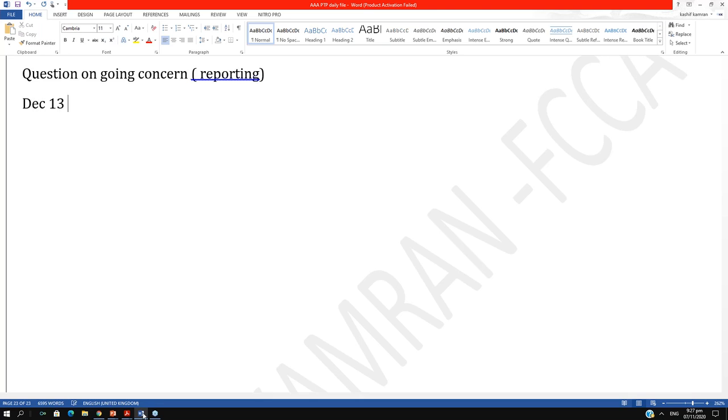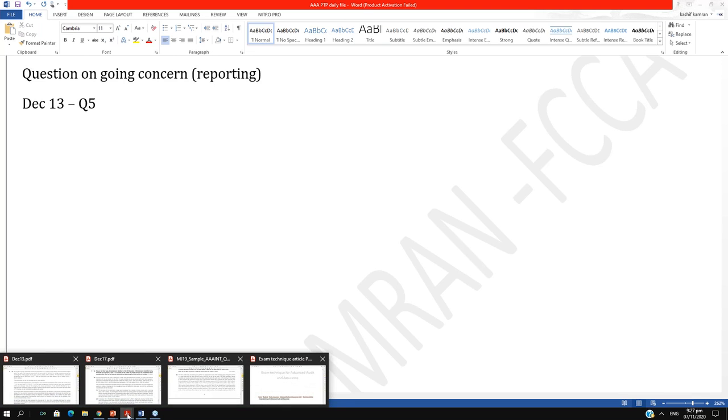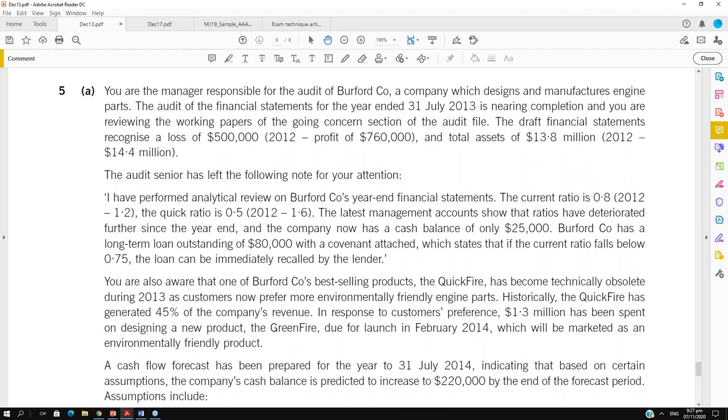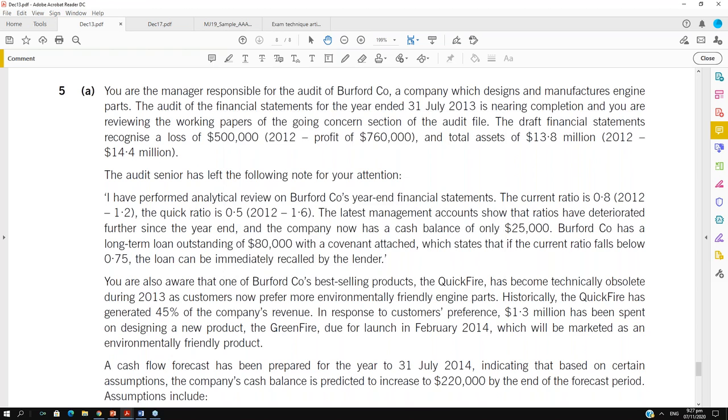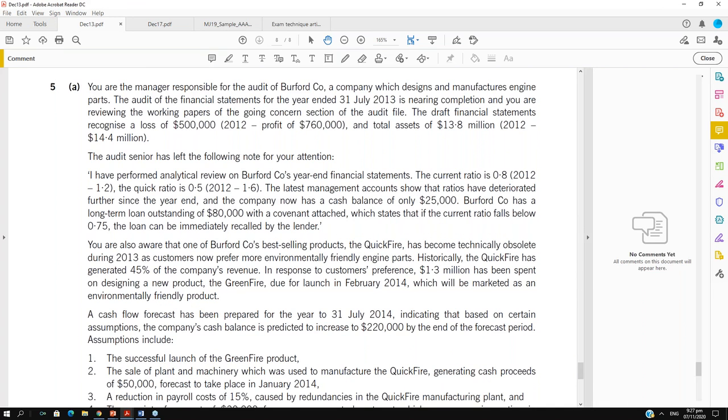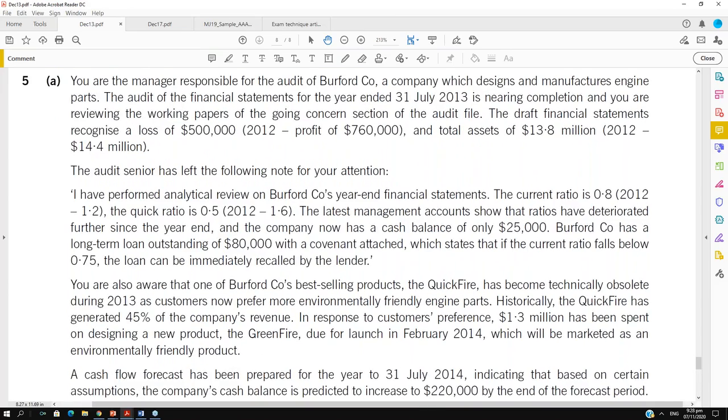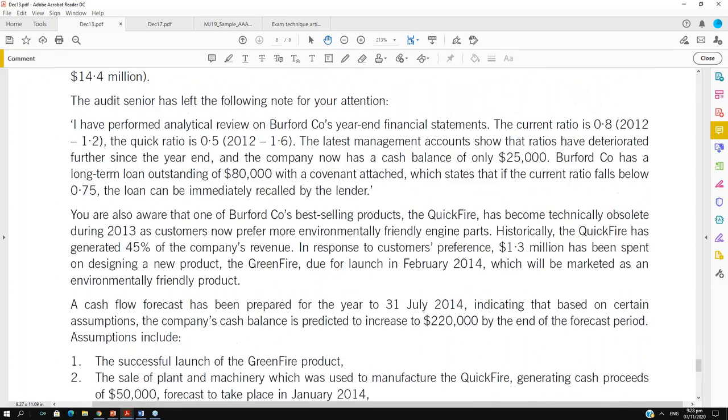I'm taking the December 13 paper, question number 5, and you will be doing the December 18 paper yourself, same requirements. So once you understand the December 13 paper, you will be able to understand the December 18 paper. Let's look at the December 13 paper, question number 5. Right in front of your screen, you can see the December 13 paper, question number 5. Let's look at the requirements.